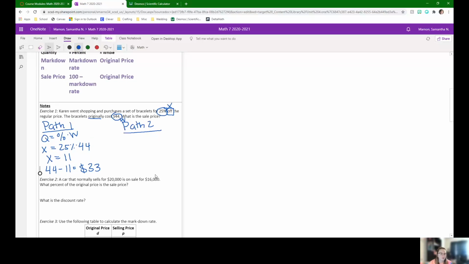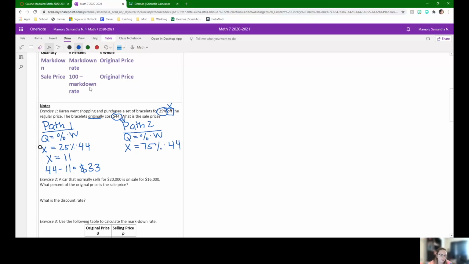I see that we can do this all in one step by using the sale price and then 100 minus the markdown rate. So let's start setting up quantity equals percent times whole. And for the quantity, this is what we're going to find, but it's going to tell us the sale price right away. Our percent, we're going to do 100 minus this 25%. So I'm going to use 75% times the whole, which is 44.